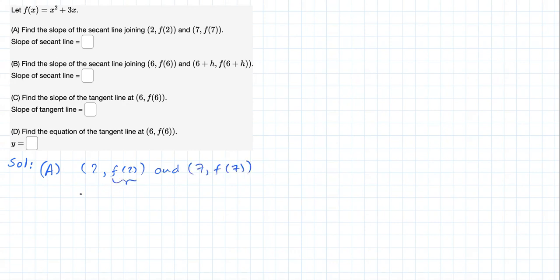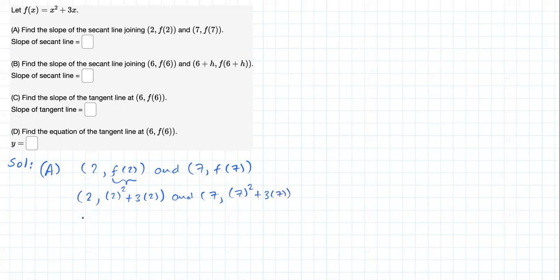Now, what is f of 2? F of 2 is what we get when we substitute 2 for x. Remember, x is just a placeholder. Similarly here, if we substitute 7 for x, the output value associated to 7 should be just this, right?